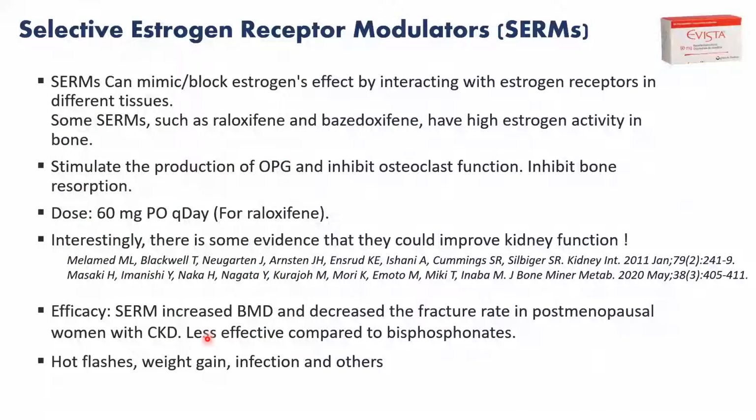The next is the selective estrogen receptor modulators. They interact with the estrogen receptor in different tissues, and we have raloxifene and bazedoxifene. They have high estrogen activity in the bone. The dose of raloxifene is 60 milligrams, an oral tablet given once daily. And interestingly, there is some evidence that both raloxifene and bazedoxifene could improve kidney function, but I could say that it is not very high quality evidence. They are less effective if we compare them to bisphosphonates.